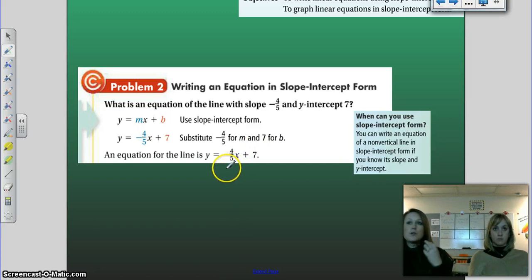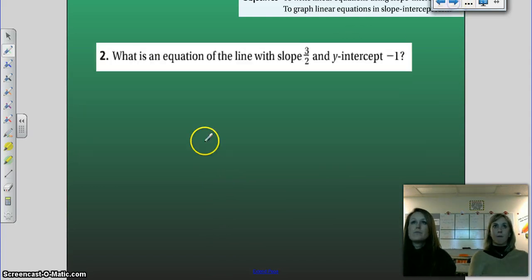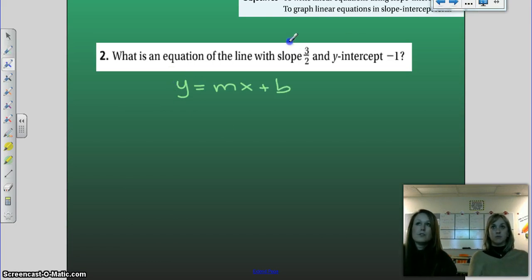Okay, now we're going to write it. They're going to give us the slope. They're going to give us the y-intercept. All we got to do is pop it into where the m and the b are. What is the equation of the line with the slope of 3/2 and y-intercept of -1? So y equals mx plus b. I'm going to also write this: slope is m, and b is y-intercept.